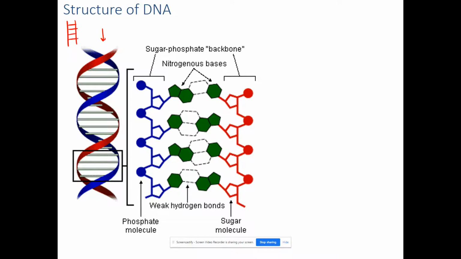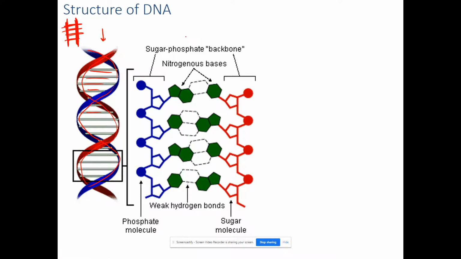So on a ladder, we have the rails, okay, the upright parts that I'm highlighting here. And that is the blue strand. And the other rail would be the red strand, right? And in between them, we have these things, which are actually going to be the bases, and they go across from the different strands. And these are the rungs of the ladder, okay? So we have rails and rungs of the ladder.